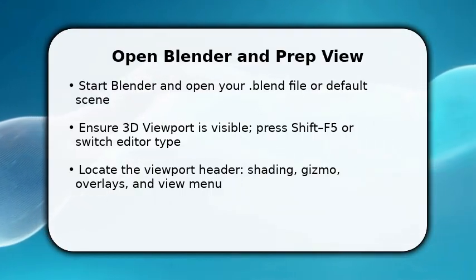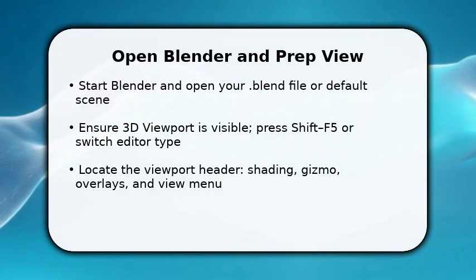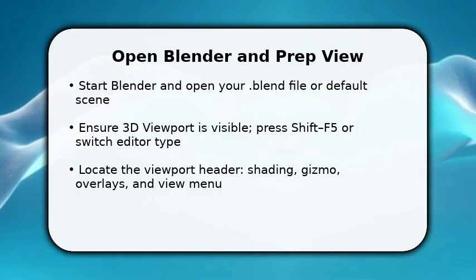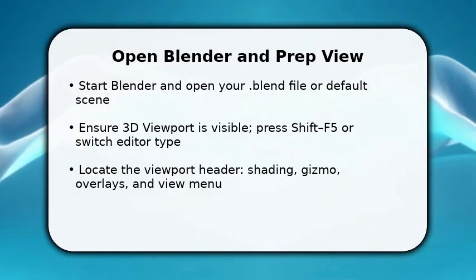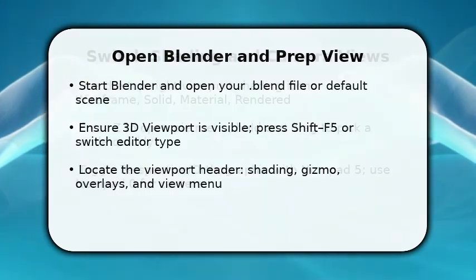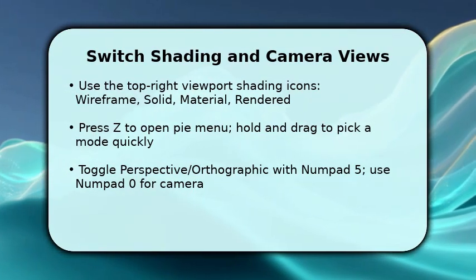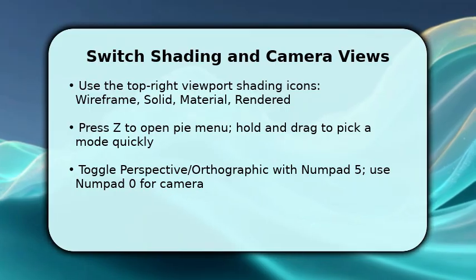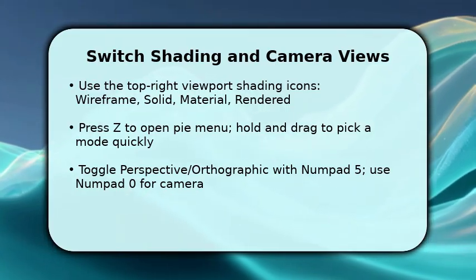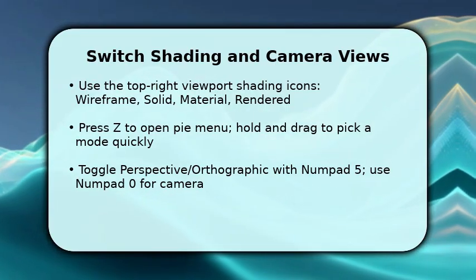Make sure object selection and transform gizmos are enabled so you can test each mode immediately. This avoids switching blindly and lets you confirm visual differences as you proceed. Now you'll change modes. Click the shading icons in the viewport header to compare wireframe, solid, material preview, and rendered.